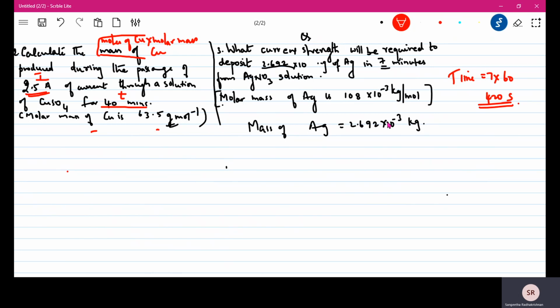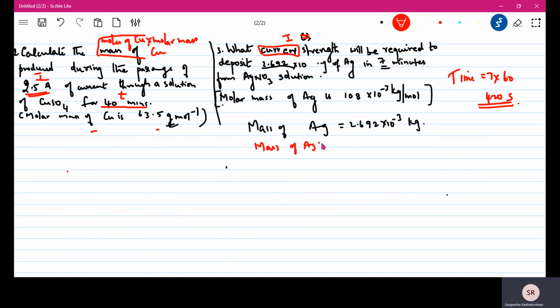You have to go in the reverse. You first find the moles of silver, then mole of electron, then 1 mole corresponds to how much? Okay. You have to find I, current. They have asked you to find the current, not quantity of electricity but current. So you have to find I.